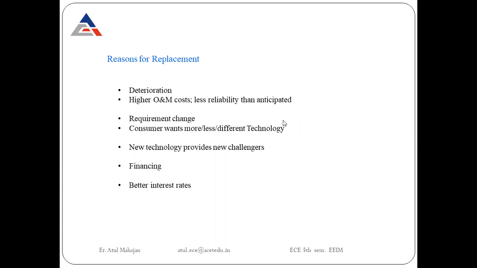The first point is deterioration. It is a common term: I'm going to replace my old asset with a new asset because my old asset has become deteriorated. It is no longer in use because of its old shape, its old out-fashioned designs and outdated machinery, or it is not working properly. It is getting repaired every second day. So there are so many reasons.